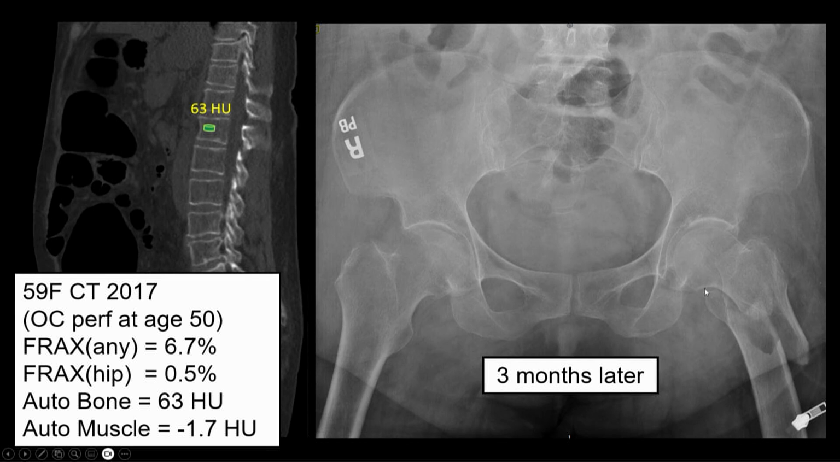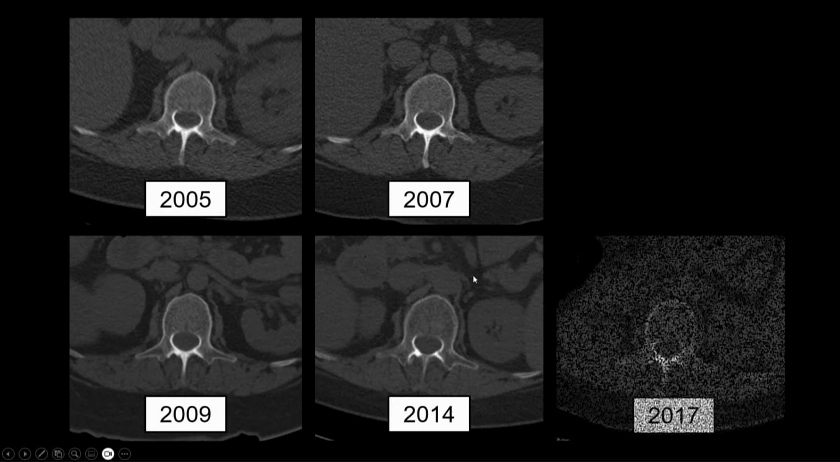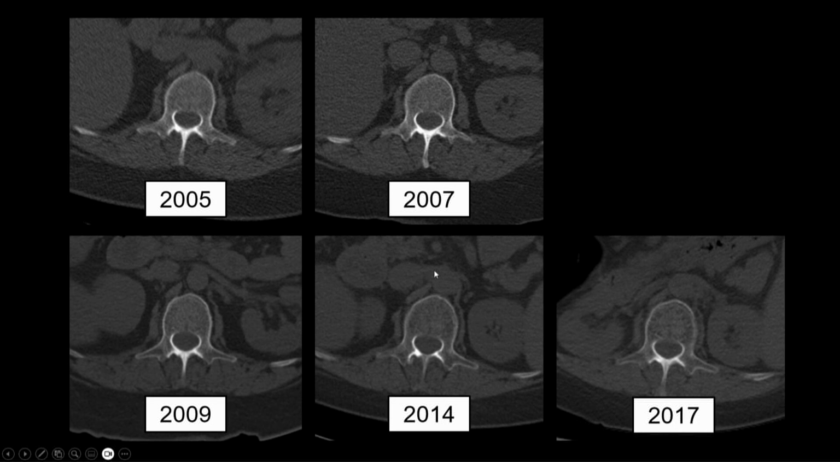The patient also had significant myosteatosis. 3 months after this scan, she had a catastrophic hip fracture. Well, we could have seen that coming, but we didn't have time to intervene based on the new diagnosis of osteoporosis. But the reason I like this case is this patient actually had a history of urolithiasis, so kidney stones going back 12 years earlier. You can see this patient had multiple non-contrast CTs, which we can directly compare.